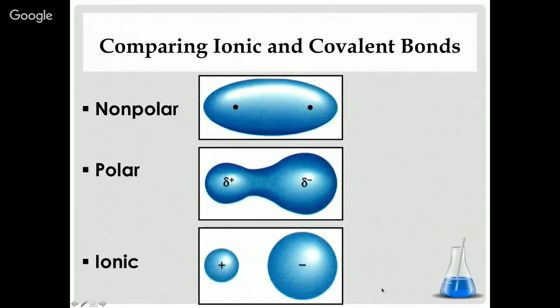So if we compare them all, if we have equal sharing of electrons, that's a nonpolar covalent bond. If we have unequal sharing of electrons, that means someone is more electronegative than the other, we have a polar covalent bond, and we see you have partial charges set up. And then eventually when they become so polarized, one is way more electronegative than the other, we get an ionic substance. And we get two complete different ions with different charges.